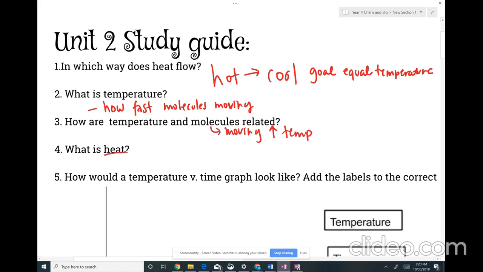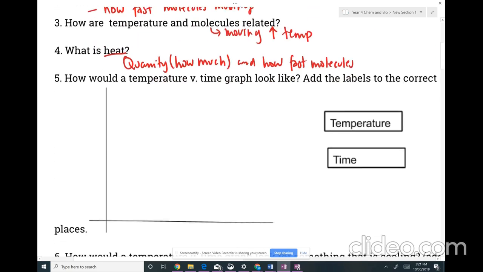Heat is slightly different, even though we use them interchangeably. The two things are very different from each other. When we're talking about heat, we're talking about how much we have in addition to the temperature. So heat is quantity, or how much, and how fast the molecules are moving. Those are the two things that go into heat.